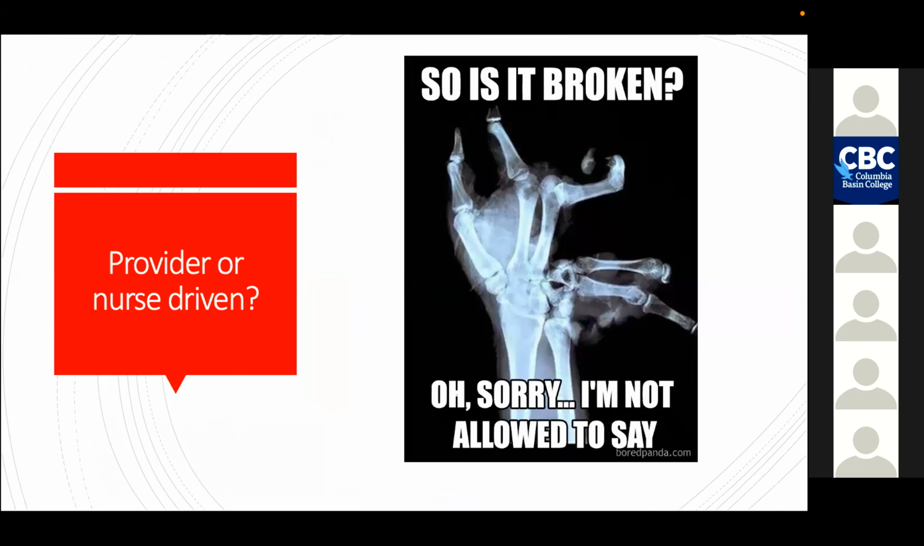So provider or nurse driven. This one is kind of dual. Initiation of C-spine precautions and log rolling can both be nurse driven, but clearance and removal is provider driven. So if somebody is coming in from an ambulance, from walking in, whatever, you as a nurse, if you're the first one to see them, should always be wondering if you need to put someone in C-spine precautions if they're not already in it.